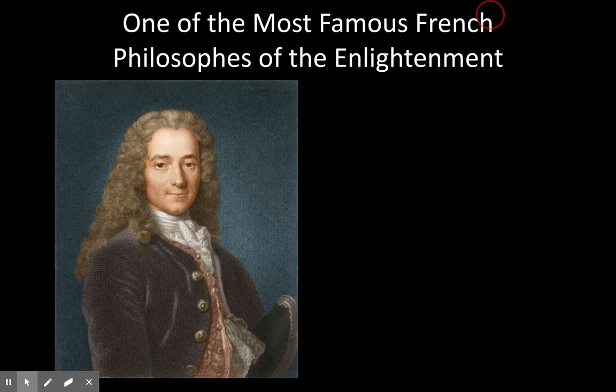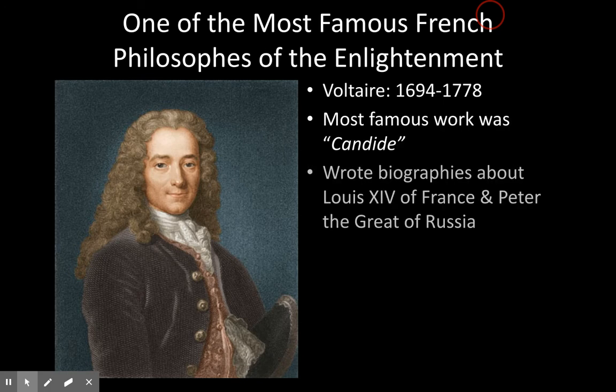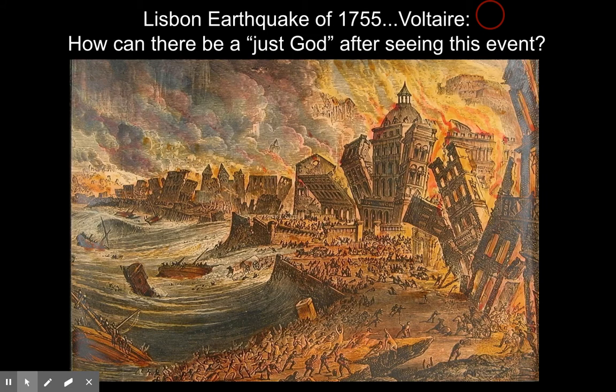I'm just going to brush up on a couple of the philosophers. Again, Voltaire. His most famous work was Candide. We already talked about Voltaire, so I'm going to brush through this. He did write biographies about Louis XIV and Peter the Great of Russia, so you can kind of see what time period he was living in. He would have been around when Louis XIV, that absolute monarch, was around. And he would have been around during the time of Peter the Great, absolute monarchs. He wrote thousands of letters and pamphlets, and like I said before, even spent time in jail for his writings, where he tried to push for religious tolerance. He was actually exiled to England for a while.